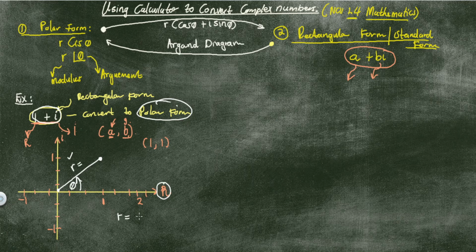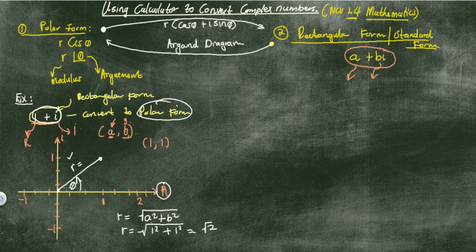So R, we know that it's calculated as the square root of a squared plus b squared. What is A? A is 1. So we're going to have the square root of 1 squared plus, what is B? B is also 1, 1 squared. So solving for this, it gives us what? The square root of 2.